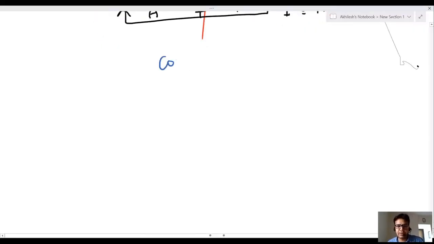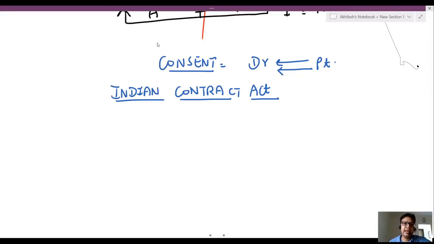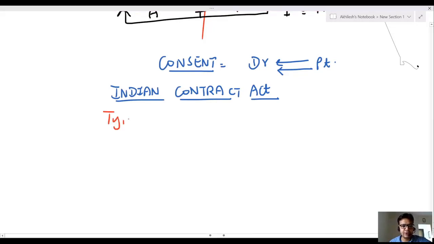Now, sir, I'm coming to a very important word, consent. Consent is a relation between doctor and patient. Doctor takes consent, patient gives consent. Consent is a part of the Indian Contract Act. It's a contract between doctor and patient. Now, sir, what are the types of consent?